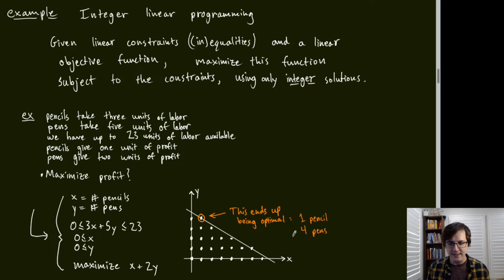So, okay, what did I graph? What I'm plotting is, for each x and y, whether or not it satisfies the constraints. The horizontal line here is the 0 is less than or equal to y constraint, so a solution has to not be below the x-axis. Then there's the 0 is less than or equal to x constraint, which is that a solution can't be to the left of the y-axis. And then this 3x plus 5y is less than or equal to 23 constraint. That's this diagonal line, and solutions have to be on it or below it.